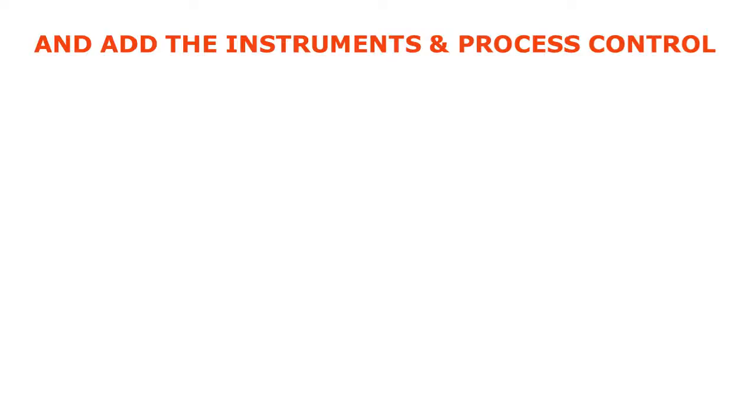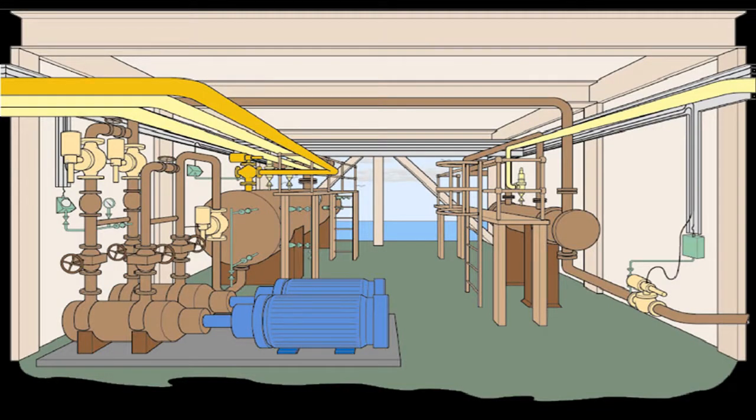Then we move on to add the instruments and process control. And as you can see now, it's busy, right? We've got a lot more going on. We've got a lot of yellow piping, process control, depressurization systems. We've got some valves in there now as well, so we're not just running full throttle. We can control the system. And green appears to be the instrumentation here.